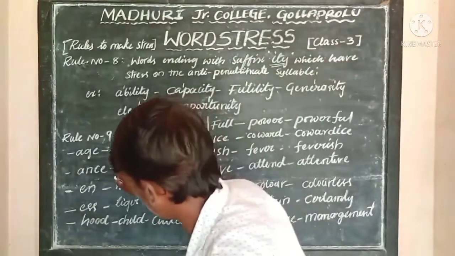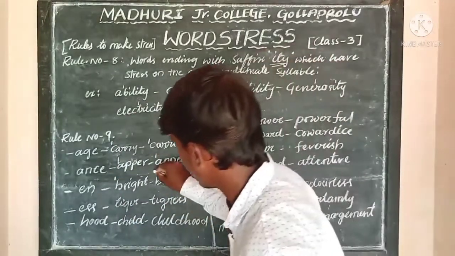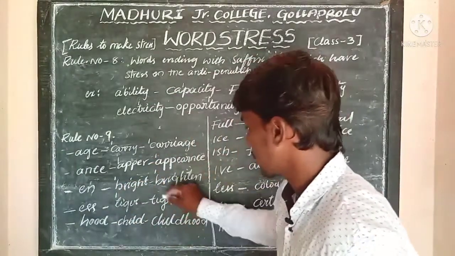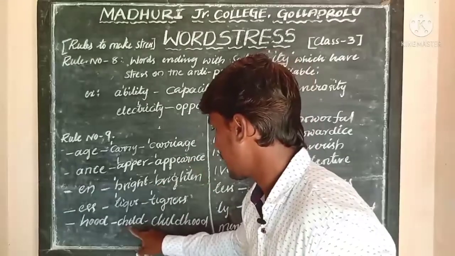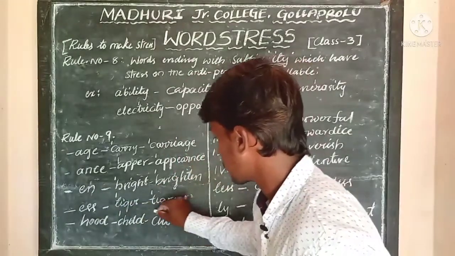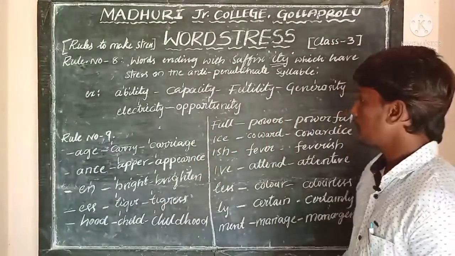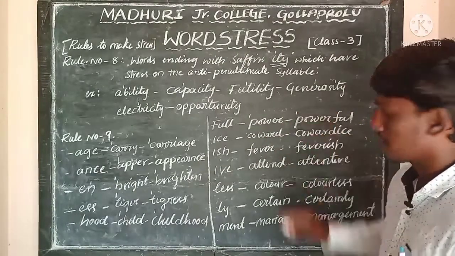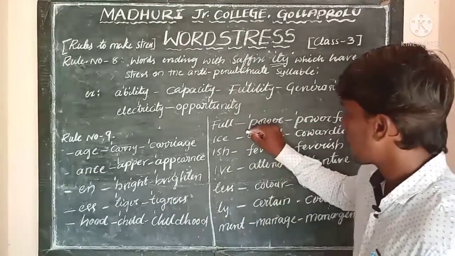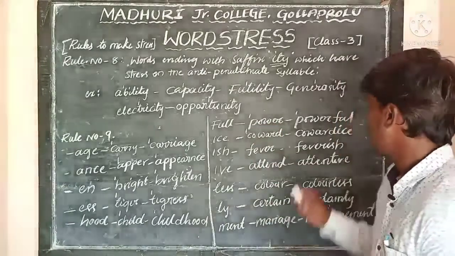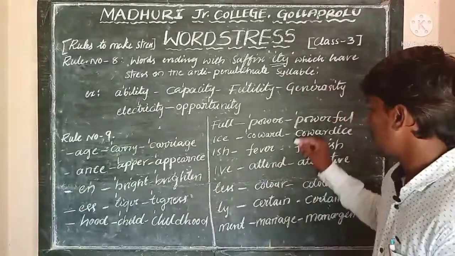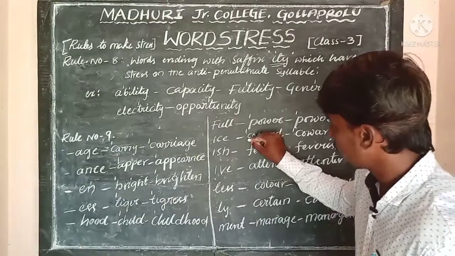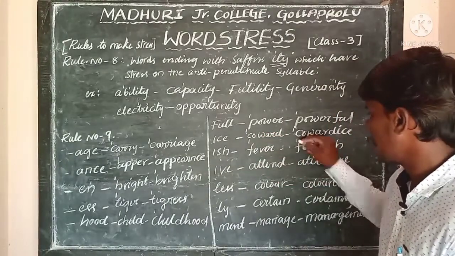Here see, bright, stress is on the first syllable. Brighten, stress is on the first syllable. Tiger, stress is on the first syllable. Tigress, stress is on the first syllable. Child, stress is on the first syllable. Childhood, stress is on the first syllable. Now see, power, stress is on the first syllable. Powerful, stress is on the first syllable. Coward, stress is on the first syllable. Cowardice, stress is on the first syllable. Now ish, fever, stress is on the first syllable. Feverish, stress is on the first syllable.